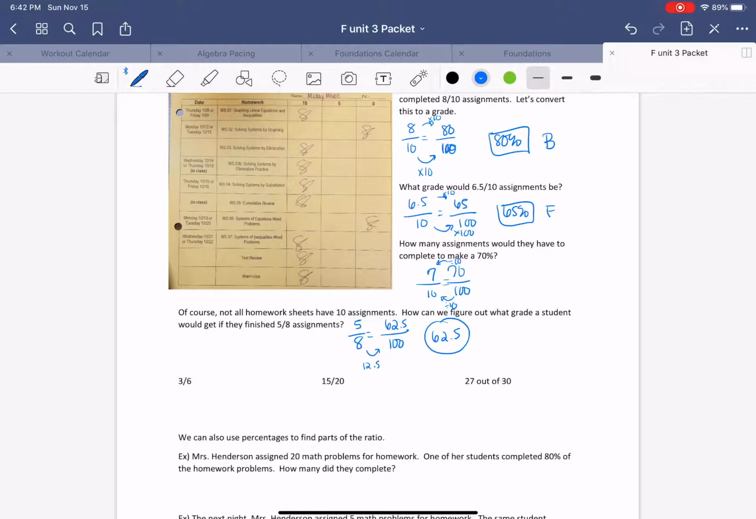Why don't you go ahead and figure out what grades the students would make if they did 3 out of 6 assignments, 15 out of 20, and 27 out of 30. So 3 out of 6 would be a 50%. 15 out of 20 would be 75%. And then 27 out of 30 would be 90%.